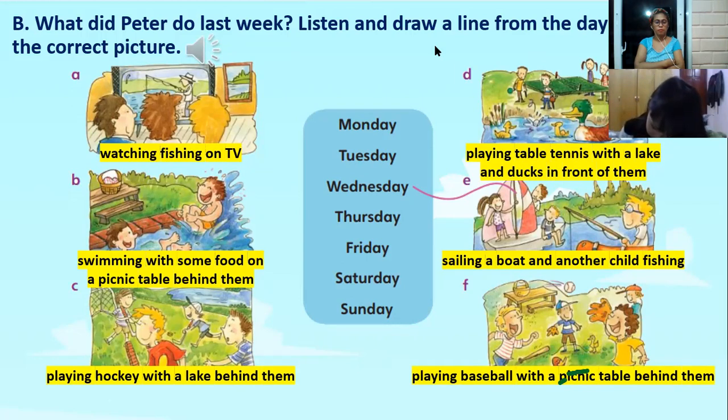Can you see the line to the word Wednesday? On Wednesday, Peter went sailing. Now you listen and draw lines.